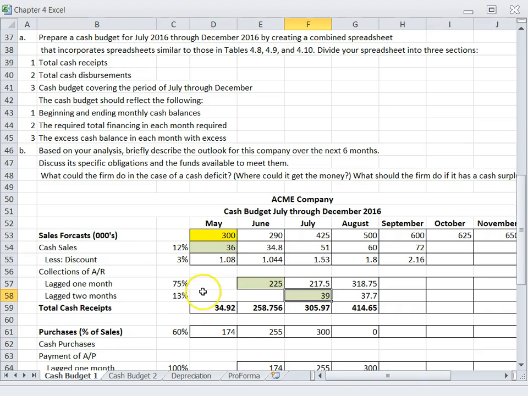Now, to get the cash receipts for the month here, I'm going to add my, not my sales, but my cash minus my discount. This is less discount, and that's how I get the 34. So for this particular month, let's do July, I'm going to take my cash sales minus my discount plus my 1 month collection plus my 2 month collection.